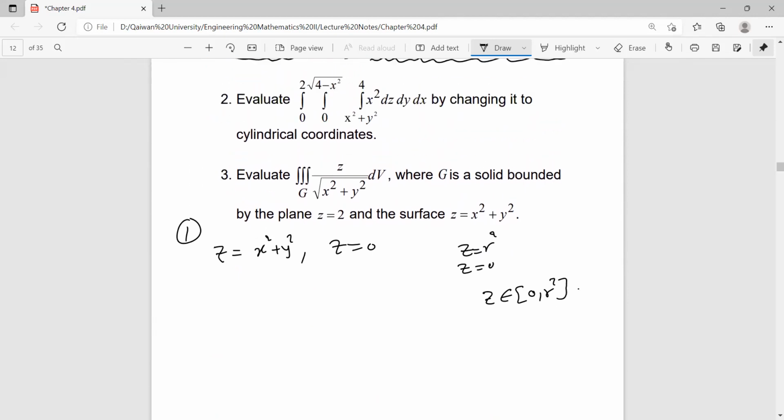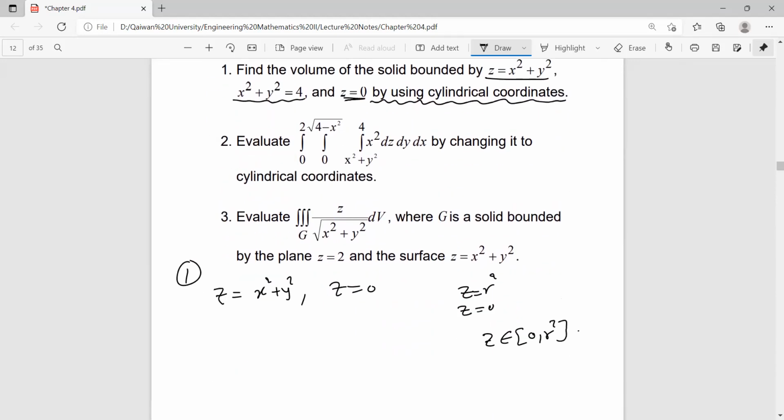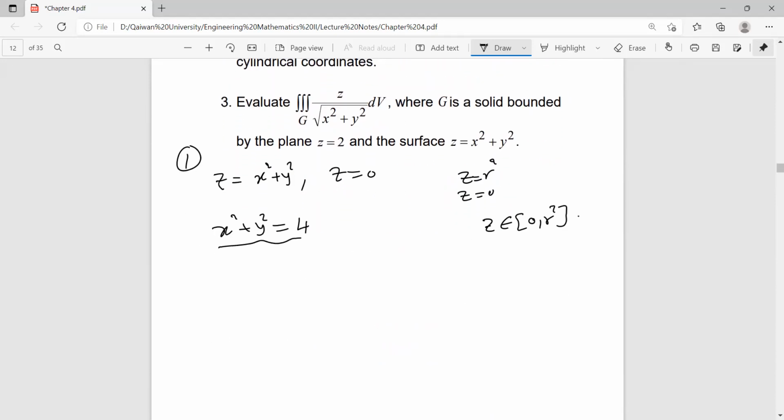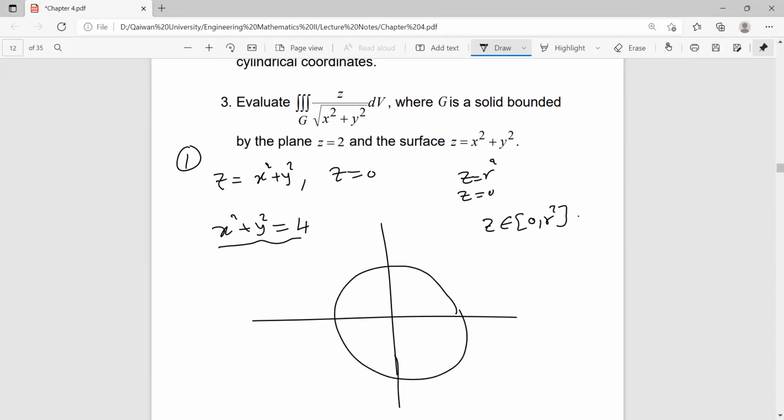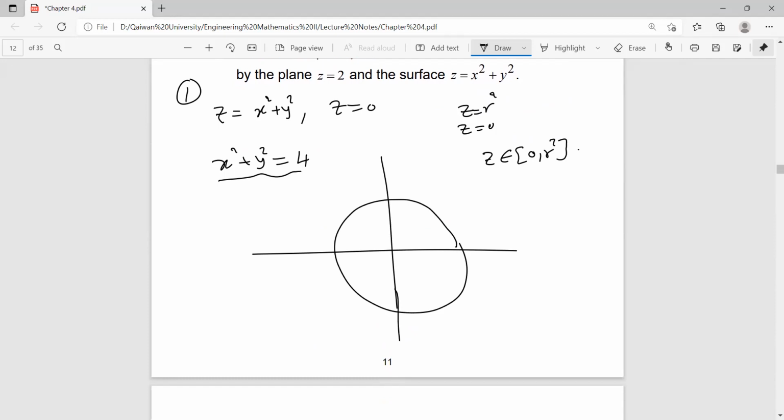Now, the other function says x squared plus y squared equals 4. Here we draw the graph for this one to make it easier to indicate the other limits. Here, this is r and theta, this is x and y. What's the radius of this circle? It's 2.